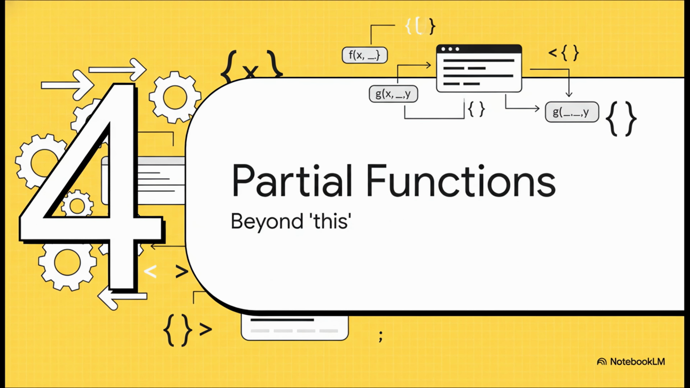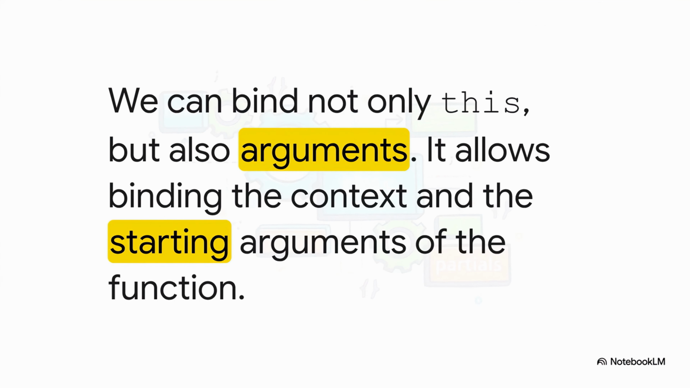But wait, there's more. It turns out bind is not just a one-trick pony. Fixing this is its main job for sure, but it has a second kind of hidden superpower that lets us create something called partial functions. So get this, you can use bind to not only lock the context, but also to pre-fill some of the arguments of a function ahead of time. This is an amazing way to create specialized, reusable little helper functions from more generic ones.